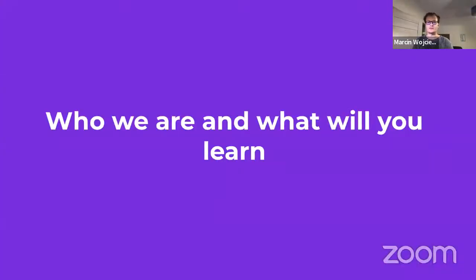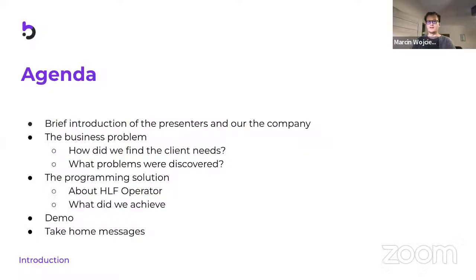Let's start with a brief introduction about the presenters in the company, and we will mention what you will learn today. We will discuss the business problem. So how did we try to find the client's needs, what problems we had to resolve and to achieve them. And we'll do an introduction to Hyperledger Fabric Operator and show you the proof of concept of our solution. A big part of the presentation will be the demo, where we'll actually show you how to deploy the network on 2 clusters. And after that, we will sum it up and proceed to the questions the audience will have, if any. Also, of course, during the presentation, you can ask them, so I can try and answer them on the go.